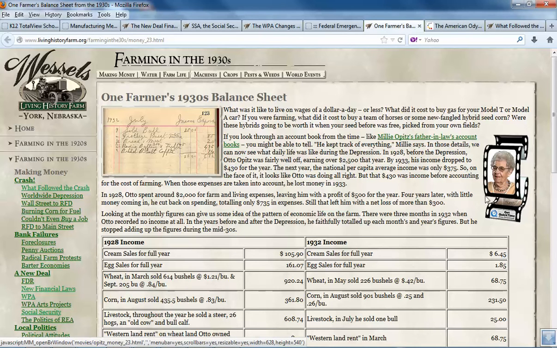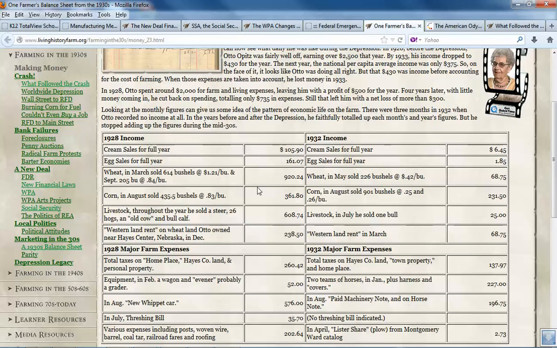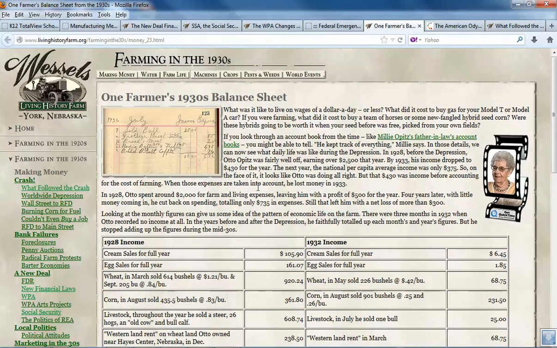Opitz's family account here. Millie was the daughter-in-law to a farmer, and the books that were given for the operation of the farm show how much money was made prior to the Great Depression and the financial impact of the Great Depression. He went from making a fairly good living to actually losing money during the Great Depression, and they discuss how difficult it was to get by.